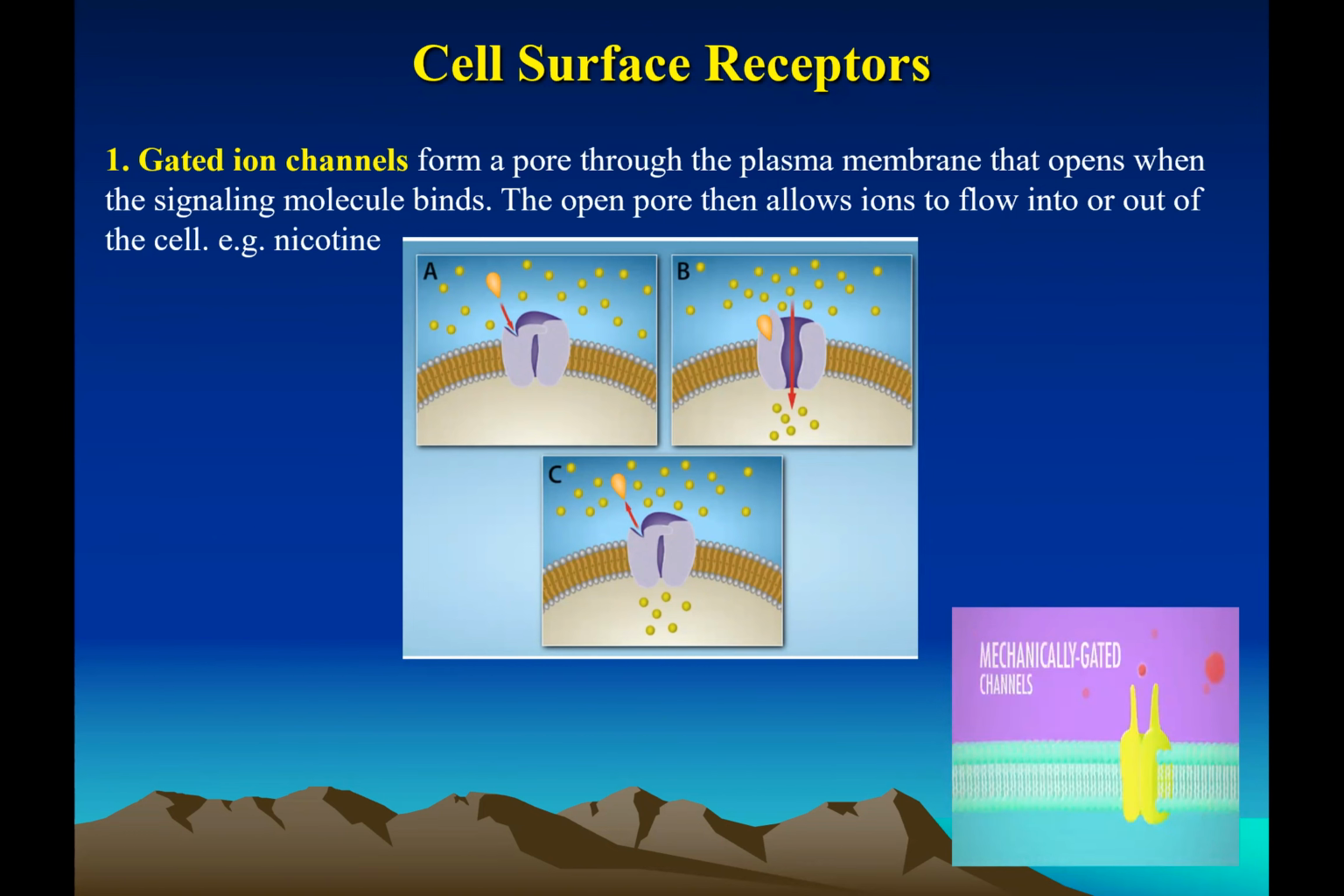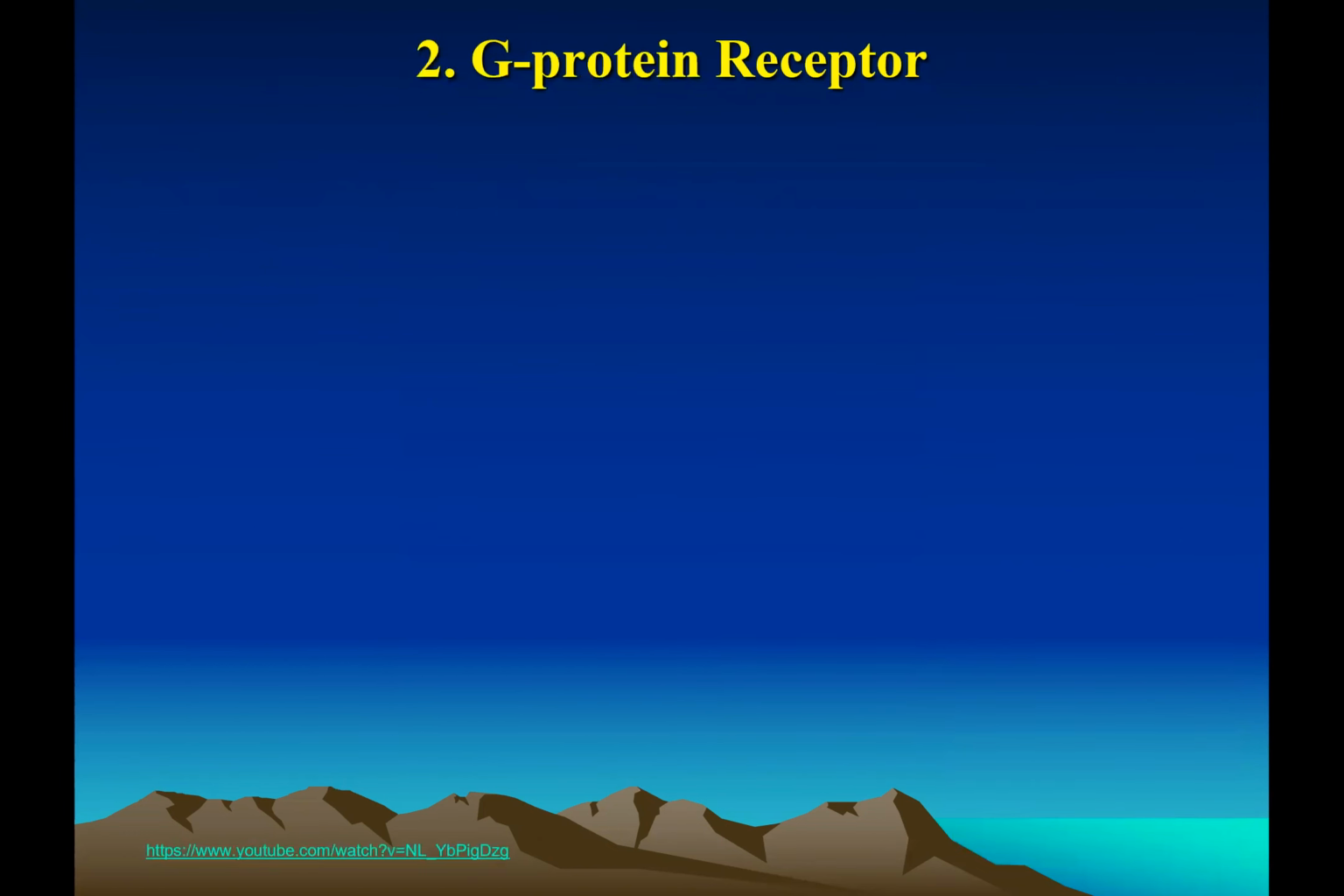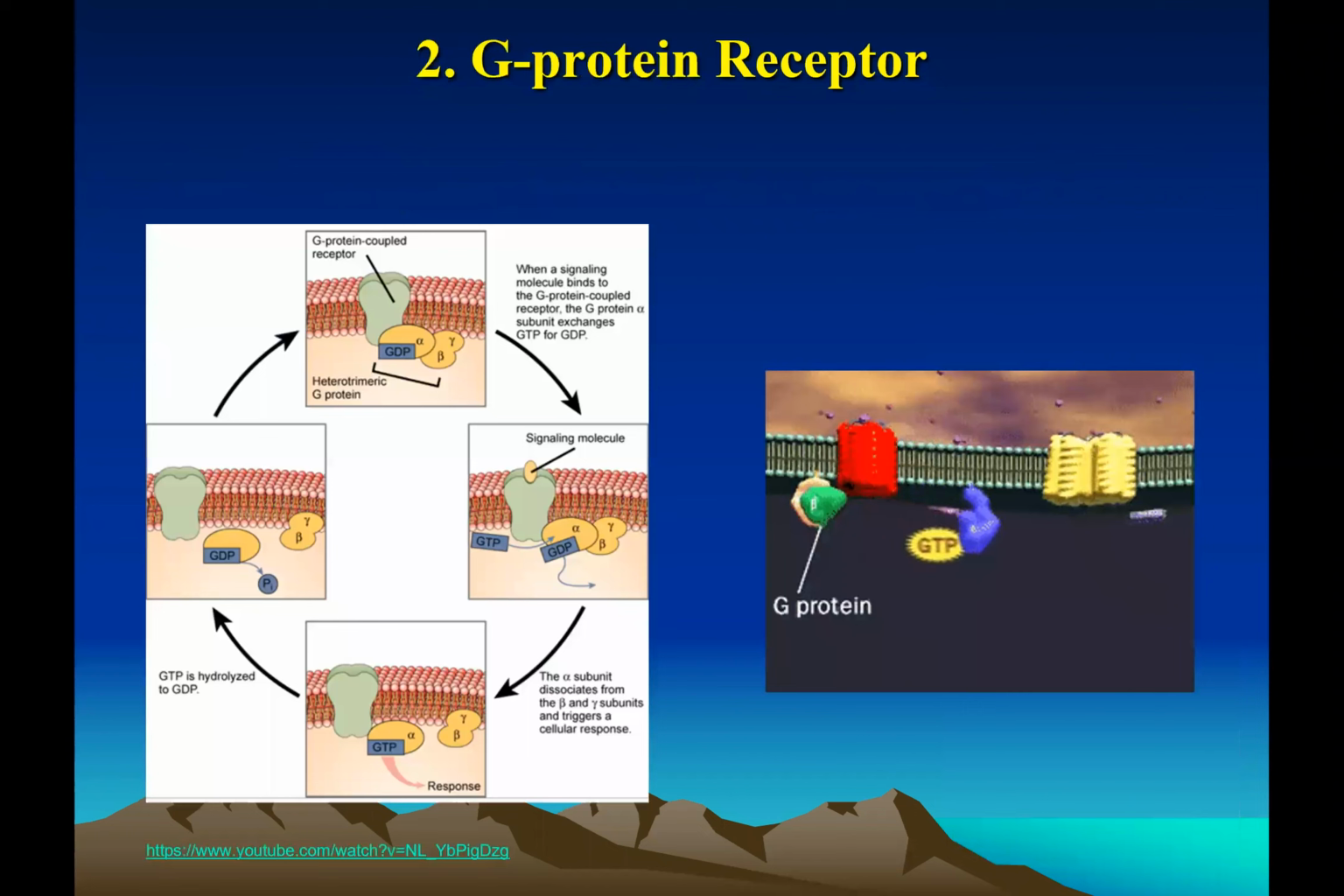The second type of receptor, this is the most important. It's called a G protein receptor. And you can see that this is a very special receptor, and this is one of the most important receptors you have to know, because 30 to 50% of our drugs will use a G protein in order to enter a cell. So this protein has a lot of transmembrane alpha helixes.